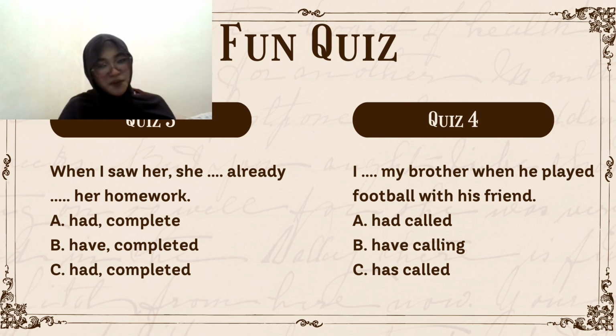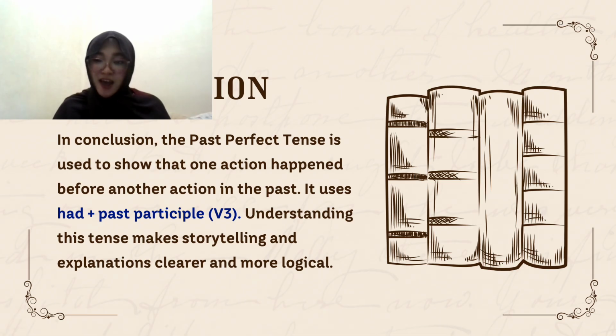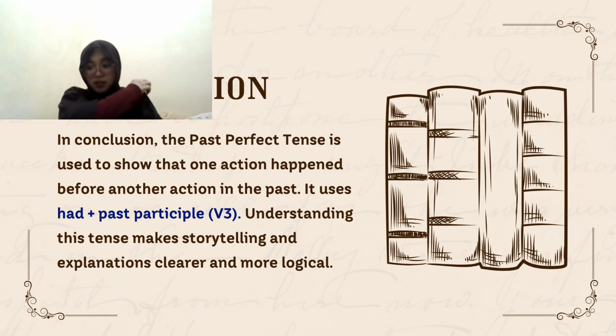Okay, good job everyone. That's the end of the quiz. Okay, now it's time for the conclusion. So the conclusion is, the past perfect tense helps us show which past action happened first, and we form it with had plus past participle or verb 3. Understanding this tense makes it easier for us to tell stories, to describe experience, and explain actions in a clear and logical way.